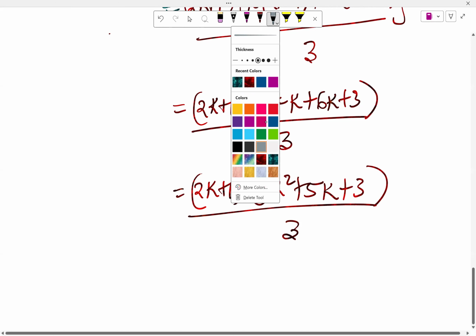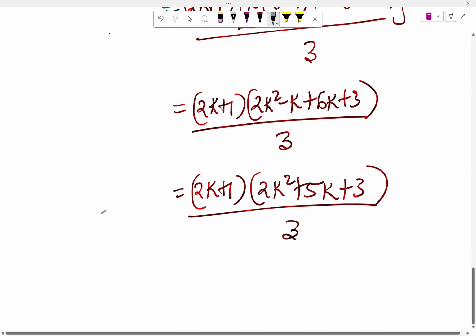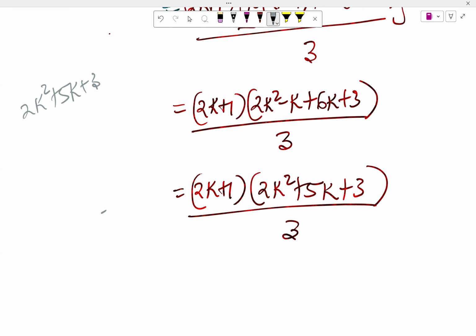Okay. So you have 2k squared plus 5k plus 3. All right. So you need two numbers. When you add, you get 5. When you multiply, you get 2 times 3, which is 6. Two numbers add, you get 5. Multiply, you get 6. And they need to give you positive 5.